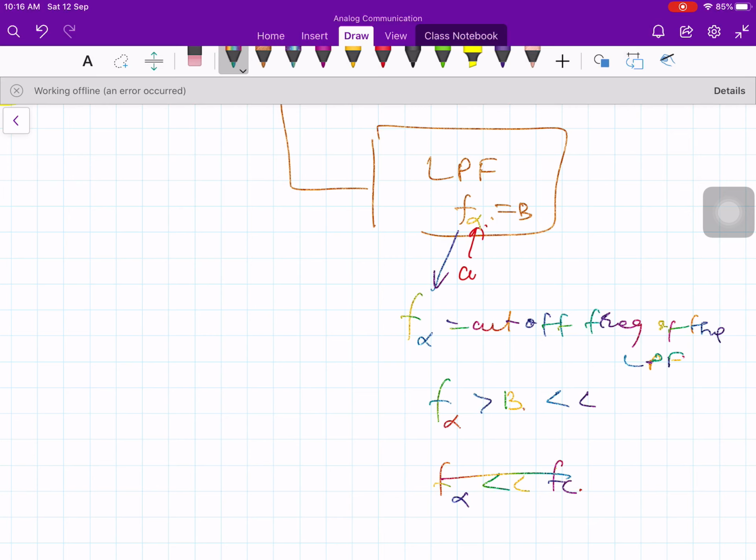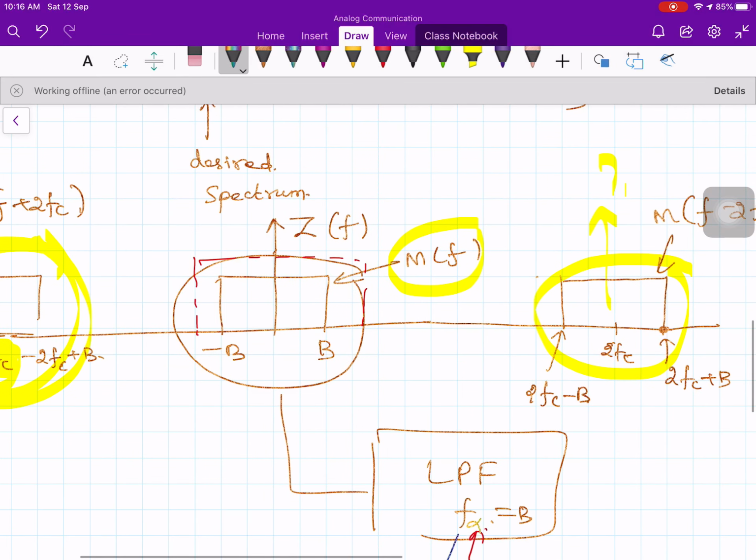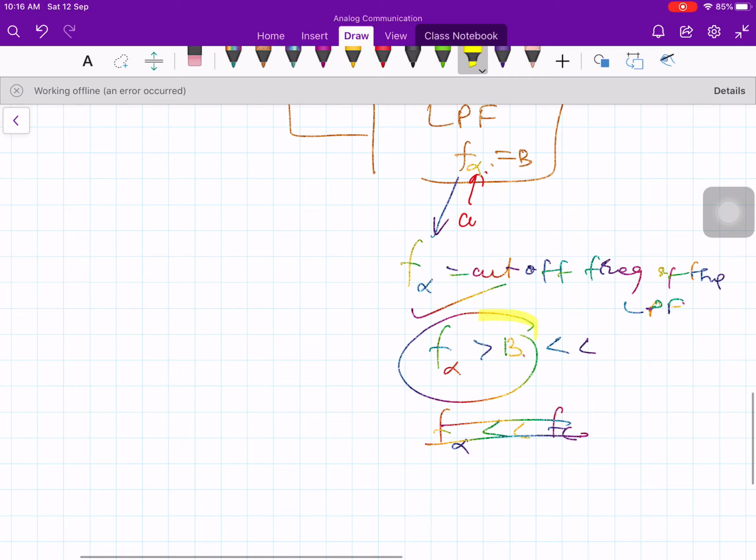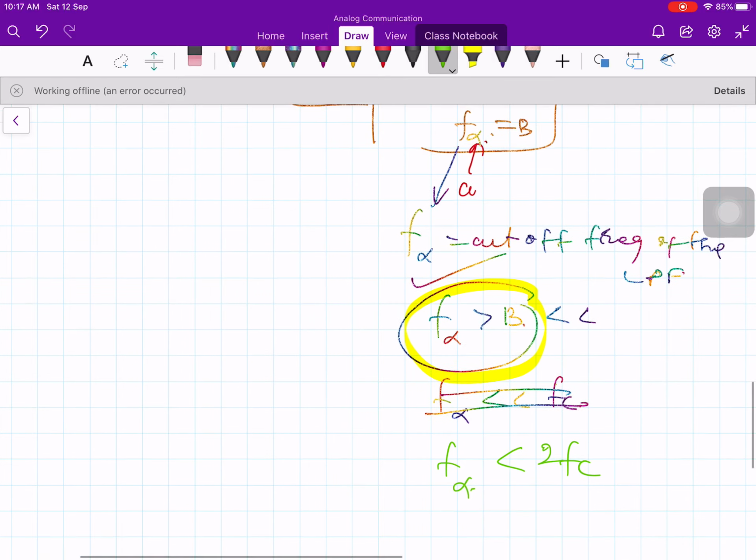But in fact, this condition is not needed. If this condition is satisfied, that is enough. Therefore, this is your low pass filter like this. Therefore, comfortably it passes the m of t to the output. So if this condition is satisfied, cutoff frequency is greater than b, then obviously the cutoff frequency is less than 2 times fc. See, this is 2 times fc.